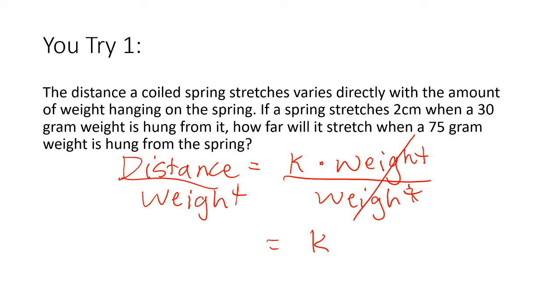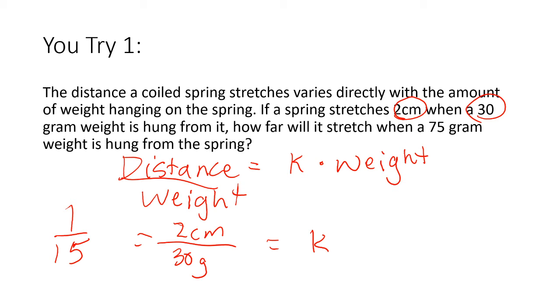K is equal to the distance divided by the weight, which for us is 2 centimeters divided by 30 grams. If I want to, I can reduce that down to 1 over 15. That might make it quicker for later on. So let's throw that back into our equation. So now I know what K is. K is 1 centimeter for every 15 grams.